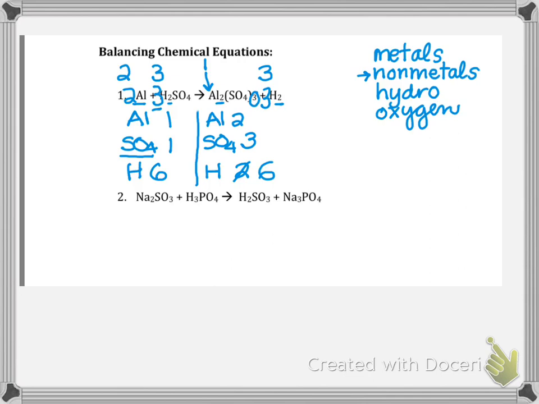So let's try this next one. And you might pause the video, or maybe you've already done it and now you're just checking your answers. So I see I have Na, and now I will do this by breaking down individual elements, and then I can show you this one also has polyatomic ions, so we'll do it both ways. So I have Na, I have S, I have O, I have H, and I have P.